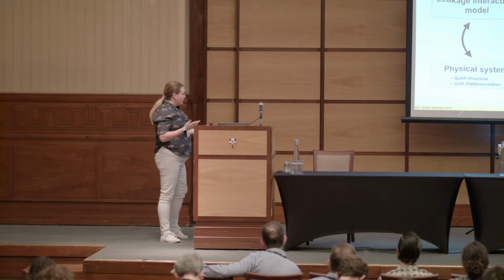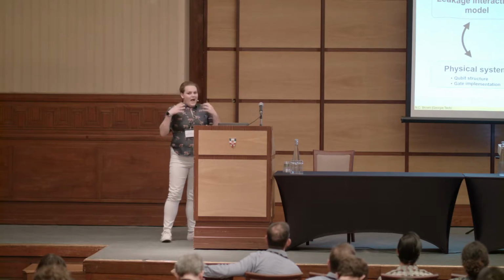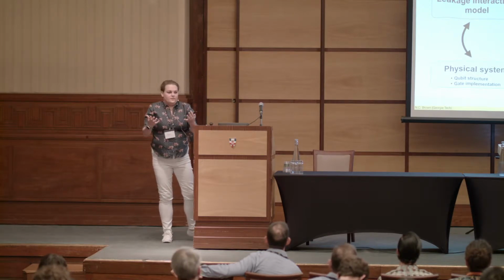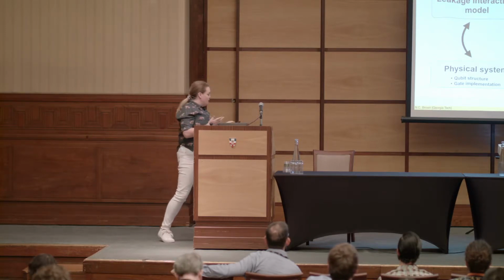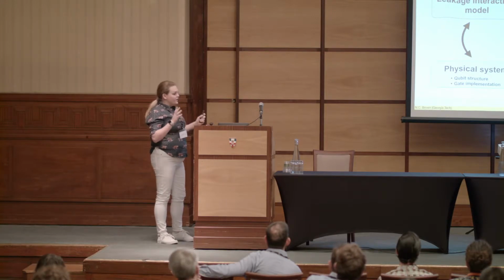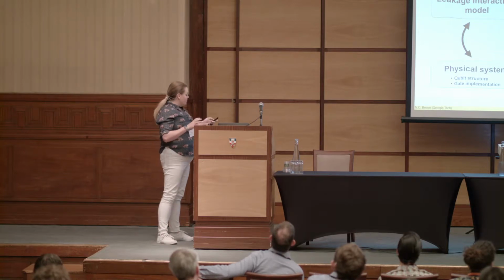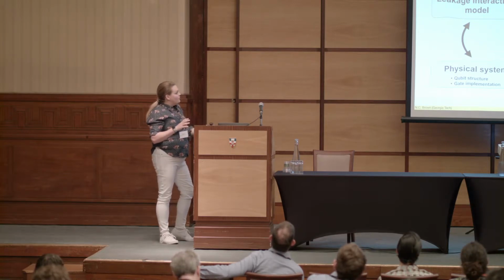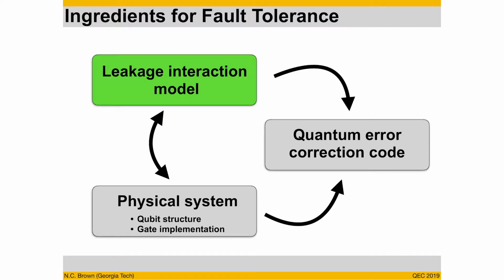Your physical system can influence your leakage interaction model. What's the physical structure of your qubits, how are you doing your gate, and how does that cause leakage? It's going to seem like I talk about these two things separately, but it's actually very hard to separate the two. They really go hand in hand. And then, how does this all play into the fault tolerance of your quantum error correction code?